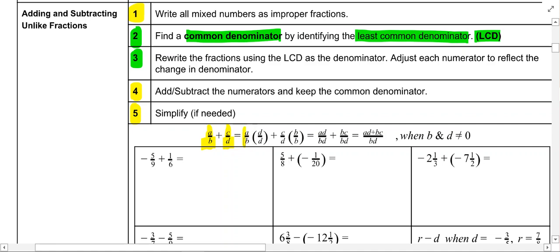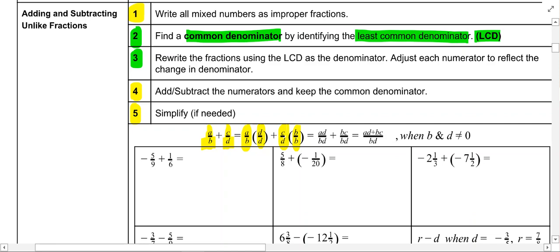Now you can see a over b is being multiplied by d over d. D over d is equal to 1, so you're not going to change the value of a over b. All right? And I'll do the same over here to c over d. I'll multiply it by b over b, which is 1. I'm not going to change the value of c over d.